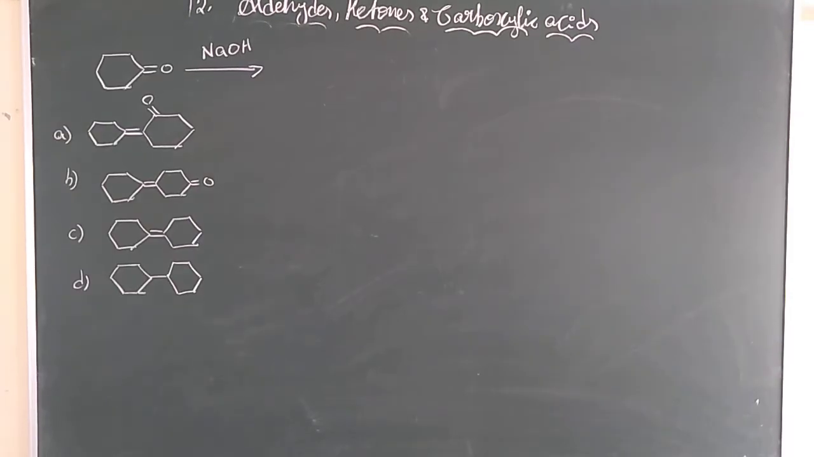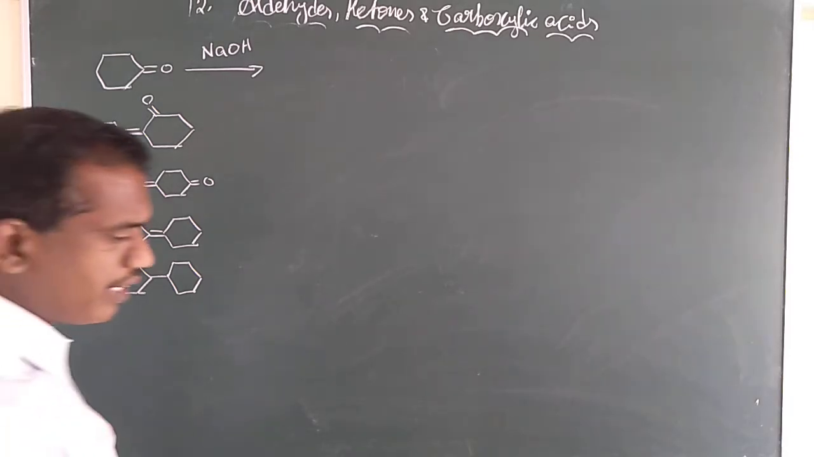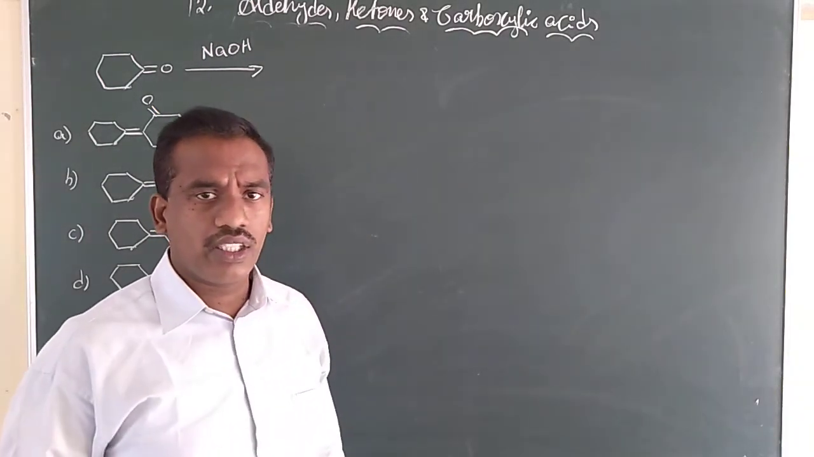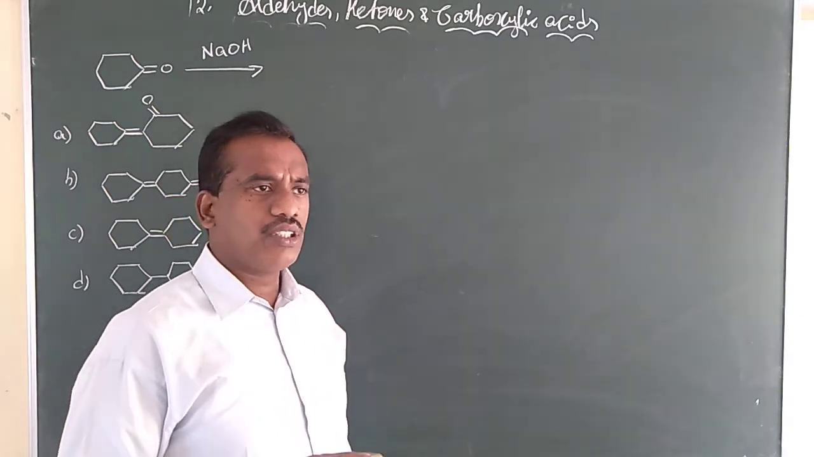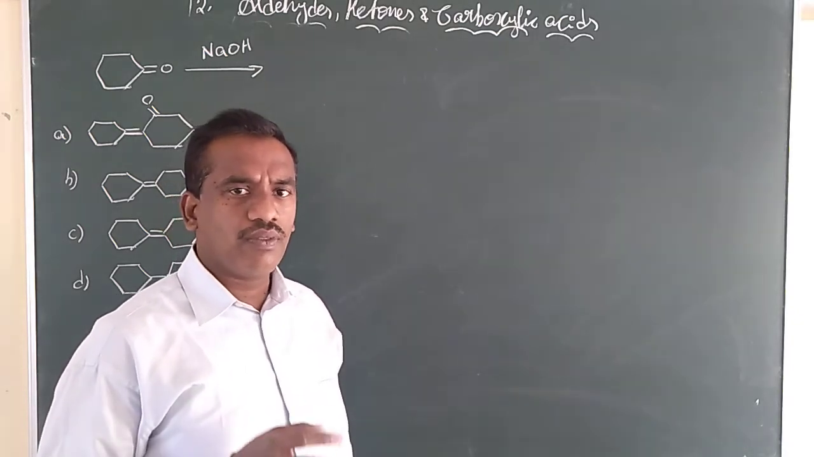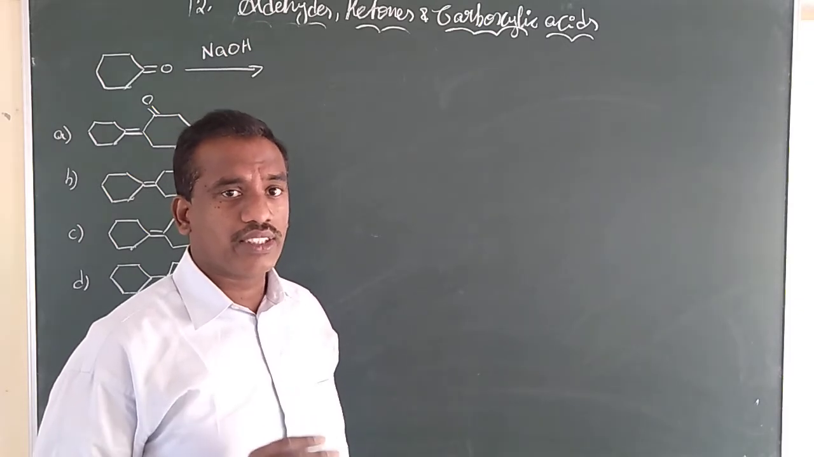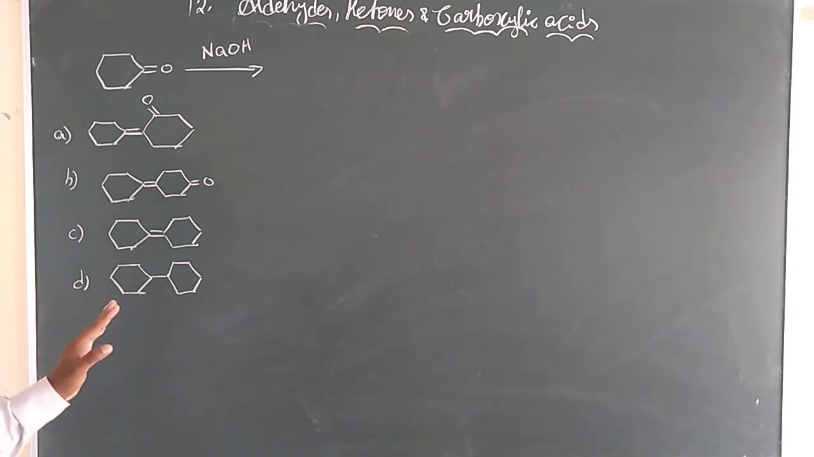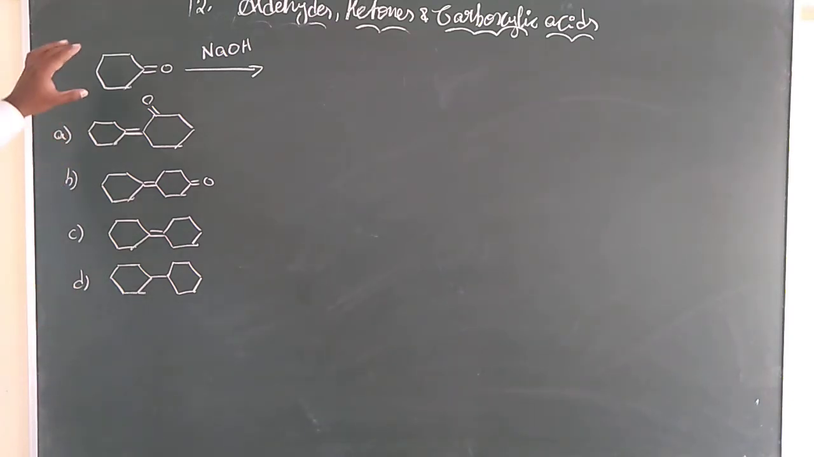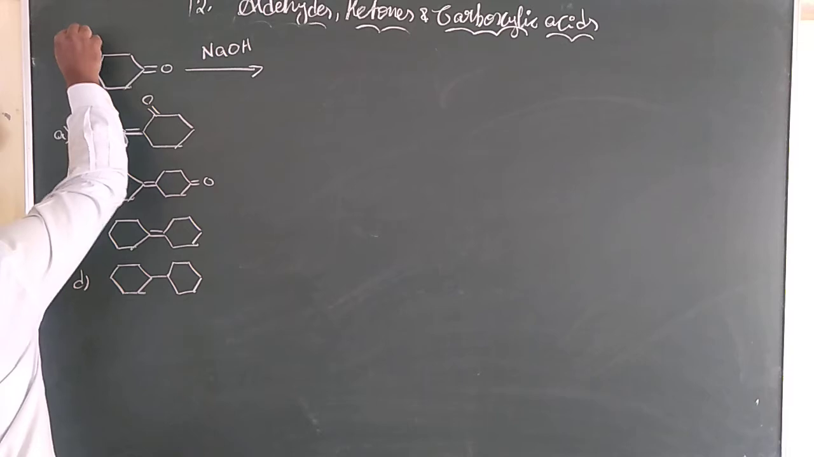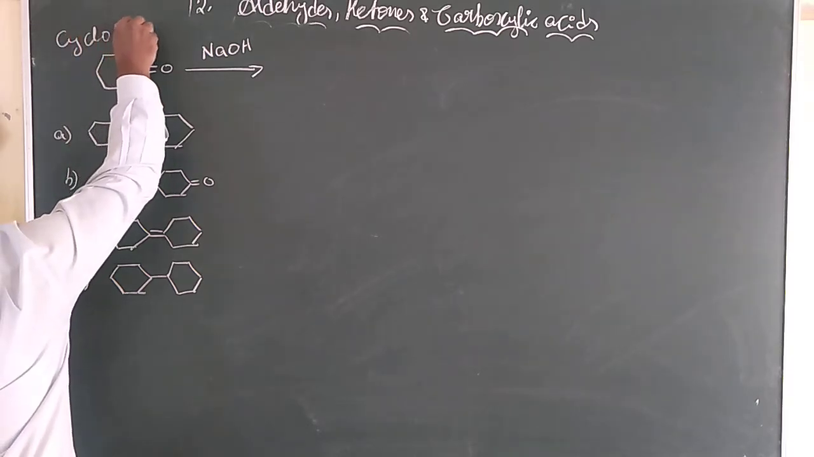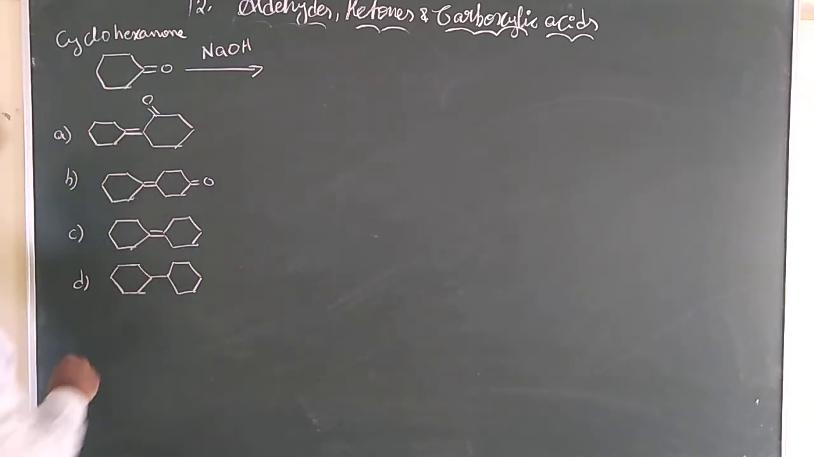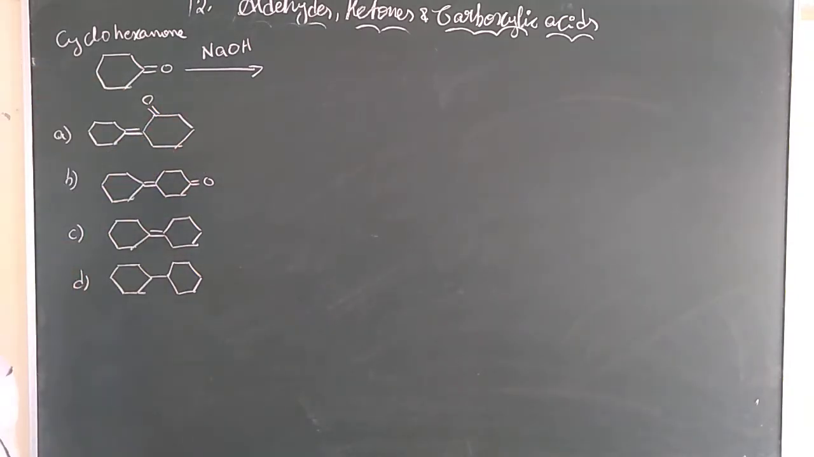Most of you are familiar with the named reaction called the aldol condensation reaction. Aldol condensation means similar aldehydes or similar ketones undergo the condensation reaction. These types of questions will be given in the JEE Mains module. See here, one reactant is given, cyclohexanone, reacting with NaOH, and they give some products. How shall we know?